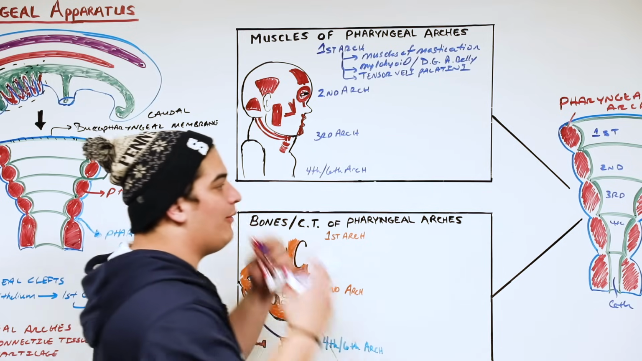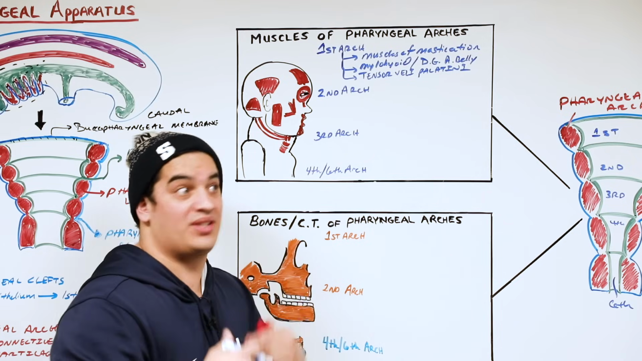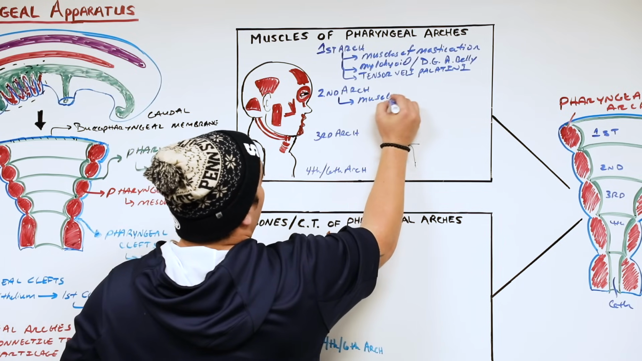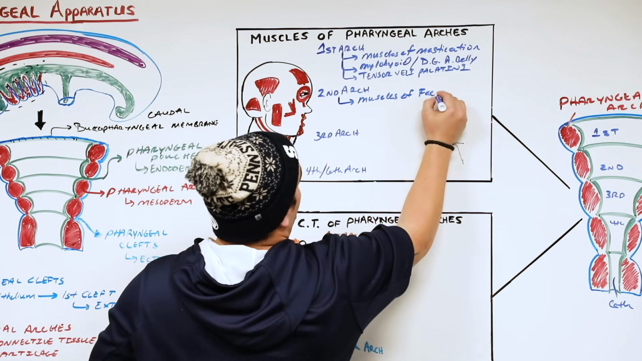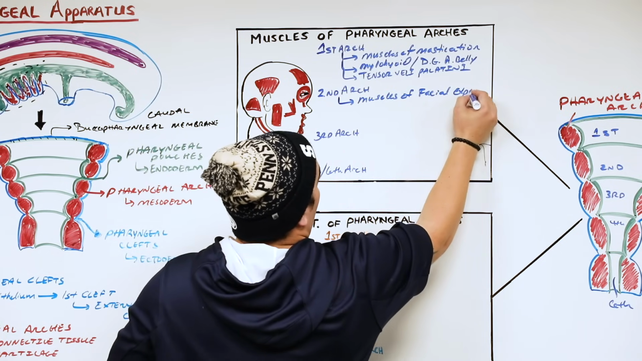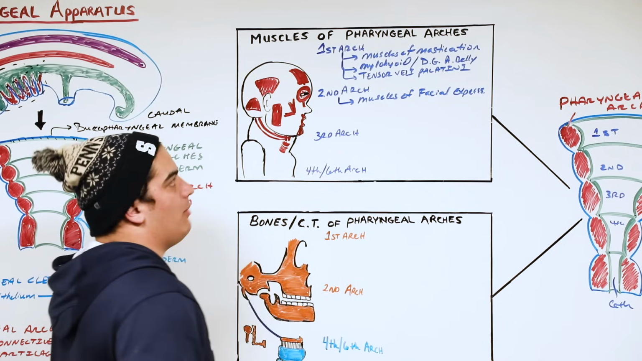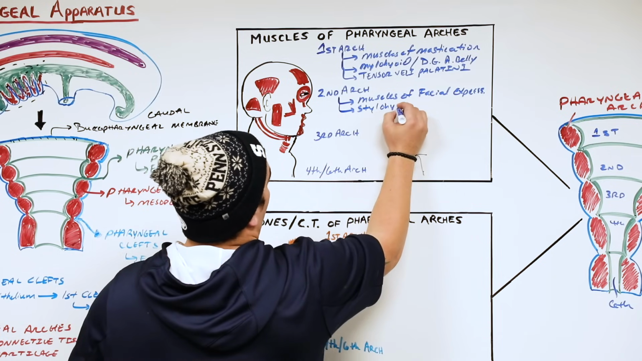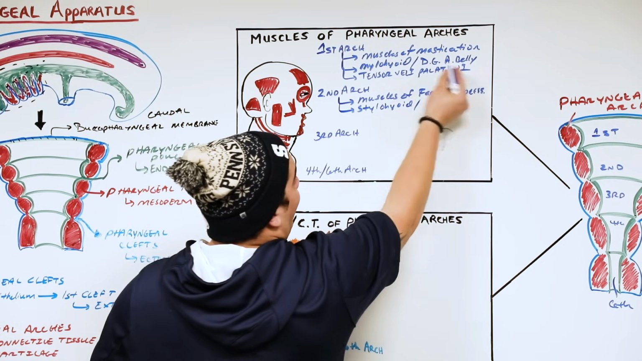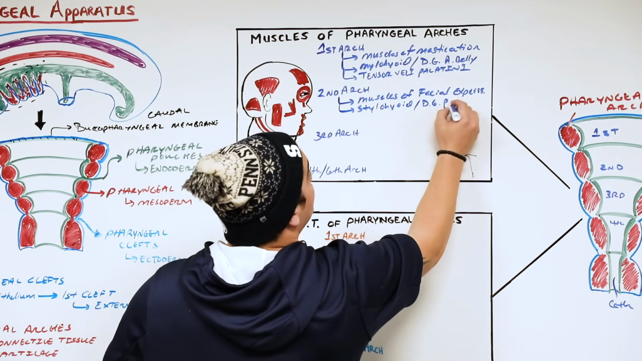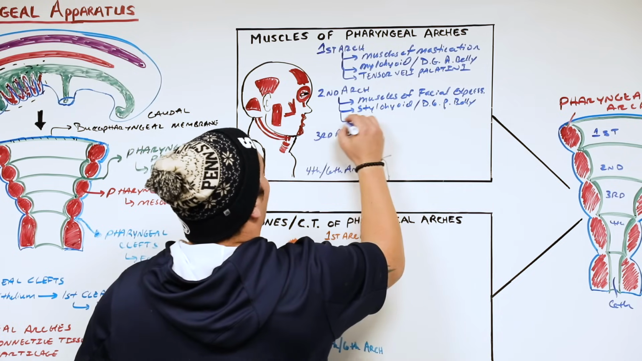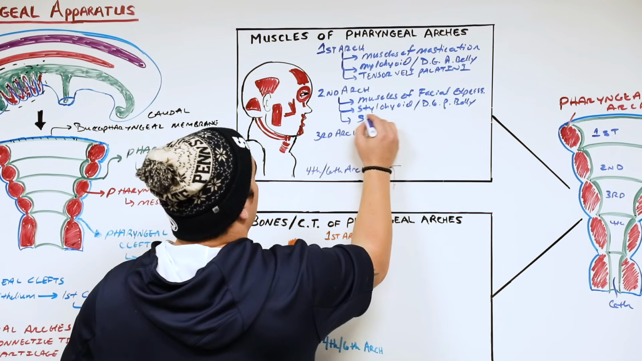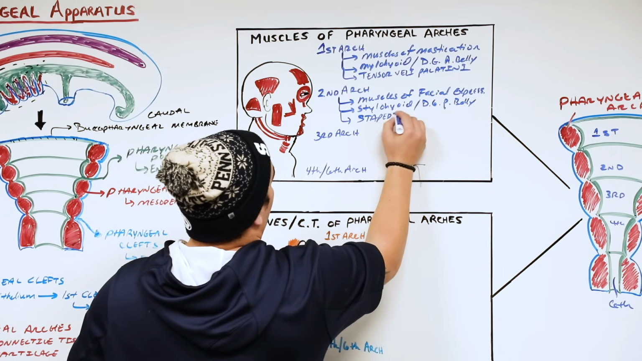The second arch, remember, muscles of facial expression. There's a ton of those. We're not going to go through all of them, but this is going to be your muscles of facial expression. Okay. It also gives way to some other muscles, such as the stylohyoid, as well as the digastric posterior belly. And then a tiny little muscle in the actual middle ear called the stapedius. So called the stapedius muscle.